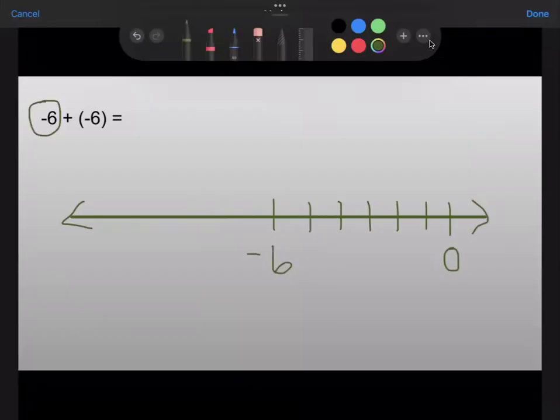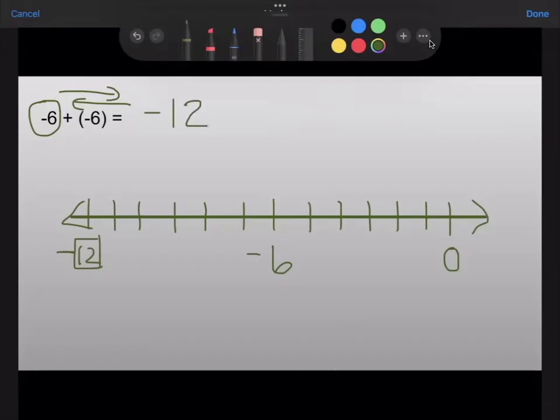So yes, it is true I am adding, so you think I would jump this way. But since I'm adding a negative, I have to flip it back around for the negative sign. Adding would be to the right, but I have to flip it to the left for the negative. So I'm going to keep jumping back 6 spots. 1, 2, 3, 4, 5, 6. Now I just need to figure out what number that is. If I start counting at -6 and I go further back 1, that's -7, -8, -9, -10, -11, -12. So -6 plus -6 is equal to -12.